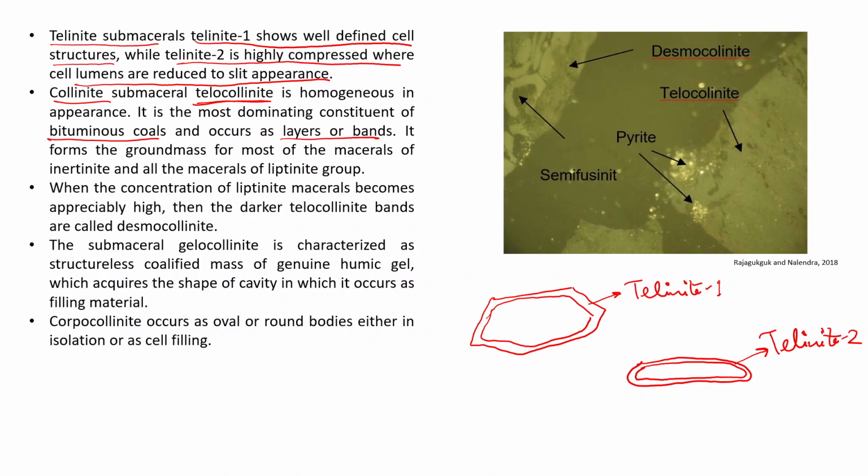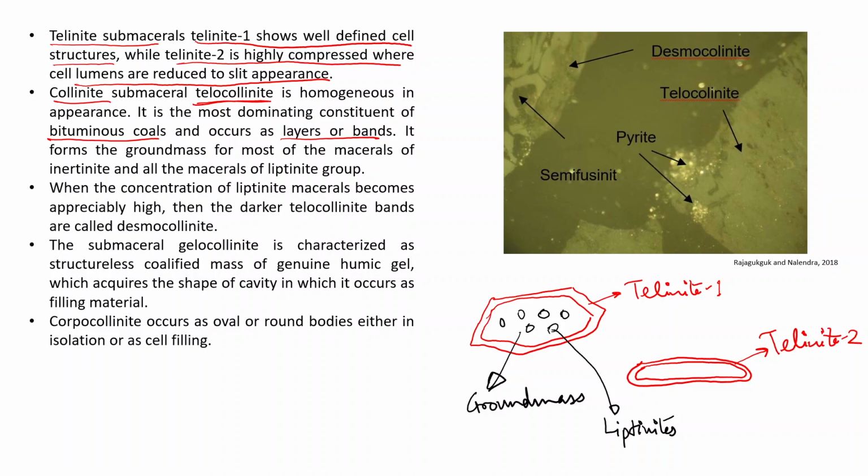So here you may see that in the telocolinite, which is a homogeneous material, you might find floating particles of the liptinite maceral groups as well. So if it is filled in the cell lumen, it becomes the ground mass for the liptinite group of macerals. So you can differentiate between the telocolinite and sporinite or the liptinites on the basis of their reflectance differences.